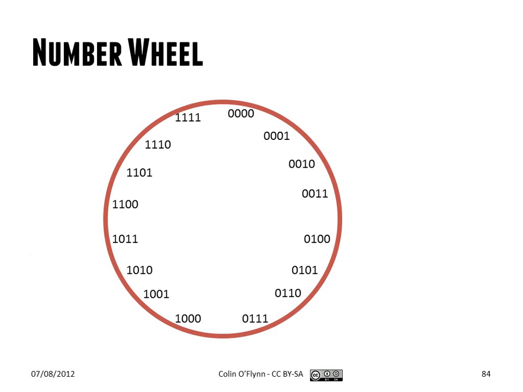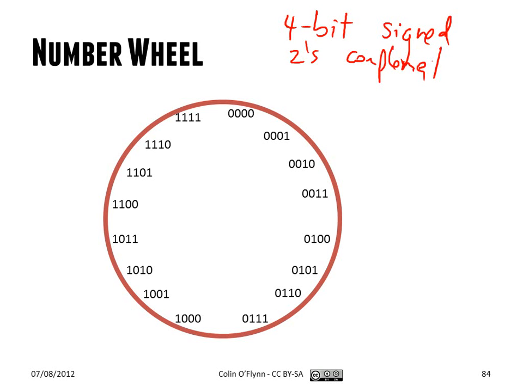I'll go through all the examples. When we have a number wheel, this is showing you a 4-bit signed two's complement number. So I tell you there's 4 bits in the number, I tell you it's signed, and it's using the two's complement form. When the sign bit is 0, it's positive, which means we do not use two's complement. So we just directly convert the remaining 3 bits. So this becomes 0, 1, 2, 3, 4, 5, 6, 7.